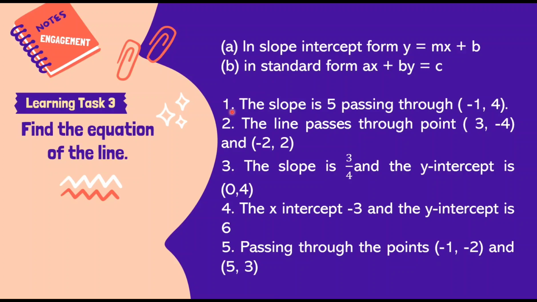So, for our number 1, given the slope and a point. For number 2, given 2 points. For number 3, given the slope and the y-intercept. So, that is also possible. And then, for our number 4, given the x and y-intercept. And then, for number 5, given our 2 points. Okay, so now, you can find the equation of the line.